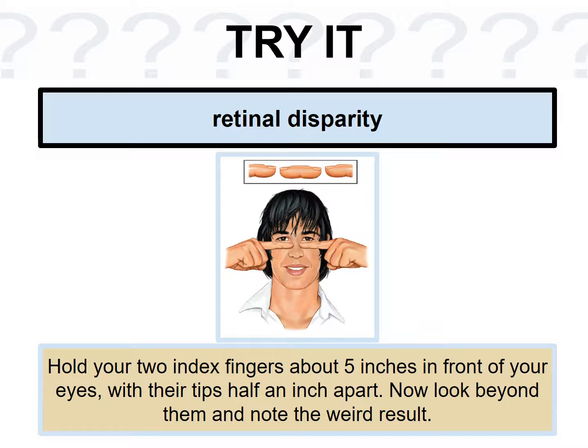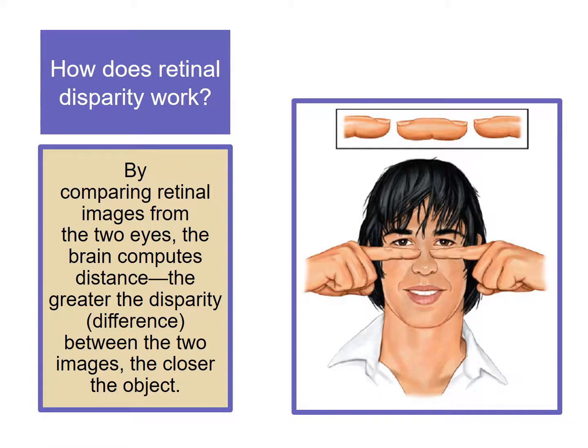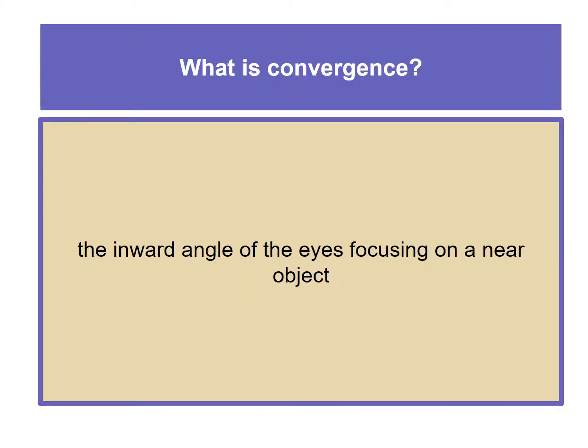How does retinal disparity work? By comparing retinal images from the two eyes, the brain computes distance. The greater the disparity, the difference between the two images, the closer the object. Convergence is the inward angle of the eyes focusing on a near object, which when you held your fingers out from your nose, you probably saw 3 fingertips and your eyes went inward.